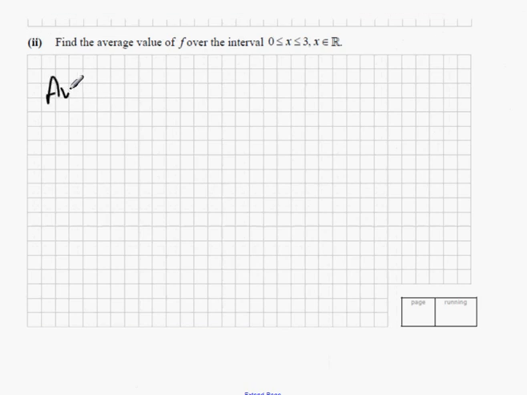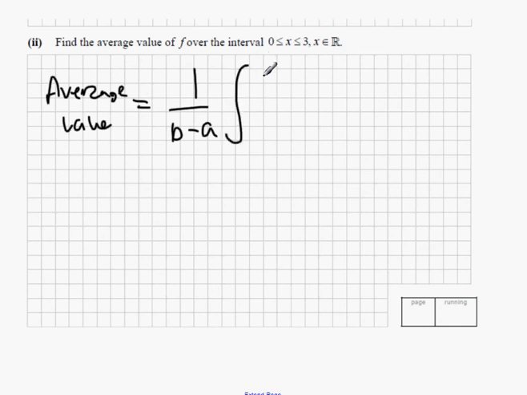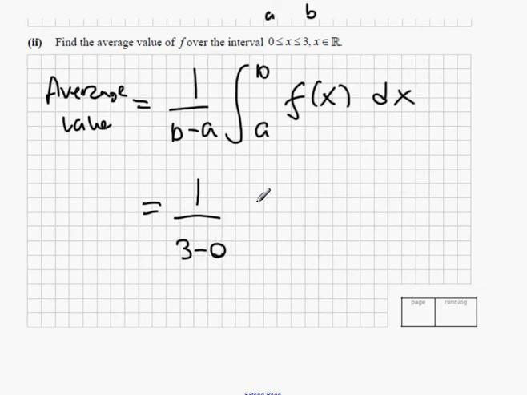So average value, anybody remember it? Oh, 1 over b minus a, times the integral. B is going to be 3, a is going to be 0. Thanks, Foley. Right, I remember, yeah. Okay, f(x) dx. So it's going to be 1 over 3 minus 0, the integral from 0 to 3, and our function is now x squared minus 2x minus 8 dx.